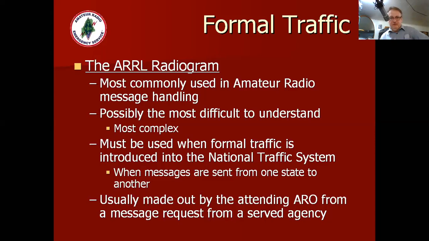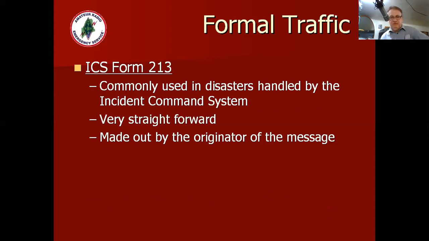The amateur message is usually made out by the attending amateur radio operator from a message request from a served agency. That's common. These are the 213s. Formal traffic on a 213 is common when we're training for disasters or we have disasters. You're going to use the 213s to get from the Incident Command Center, ICS. That's what that means. And it's very straightforward, and it looks like something that you can't mess up. It's not as complicated as what you just heard there.